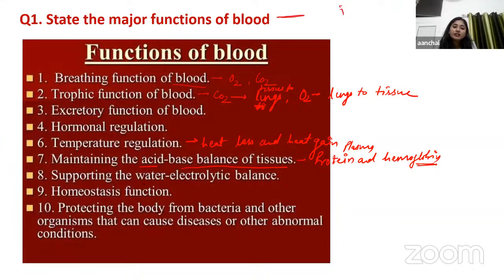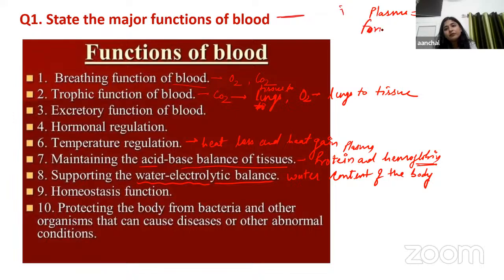Now, next we have the supporting function for the water electrolyte balance also. As we know, blood helps in the regulation of water content of the body. Blood carries plasma. Plasma is 55%, right? And the formed elements are the rest, 45%. And the major component of plasma is water, right?